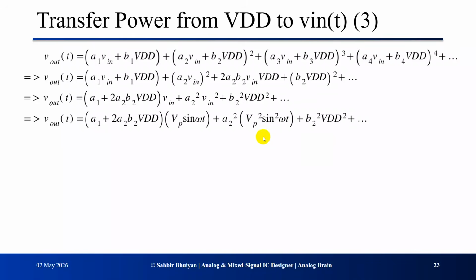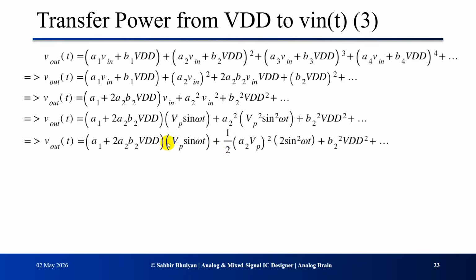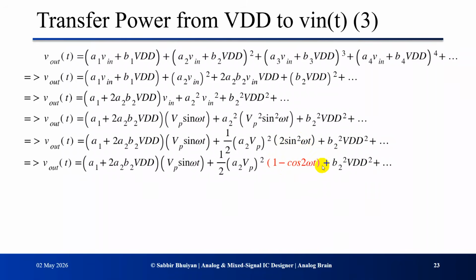Now let's plug in V in of t equals A times cosine of omega t, a pure sinusoid, and expand the polynomial. I expand the polynomial and do some mathematical manipulation here. I multiply with half and 2, and this is the famous trigonometry formula, right? 2 sine squared a is equal to 1 minus cos 2a. So 2 sine squared omega t is equal to 1 minus cos 2 omega t. Oh, there are the harmonics.